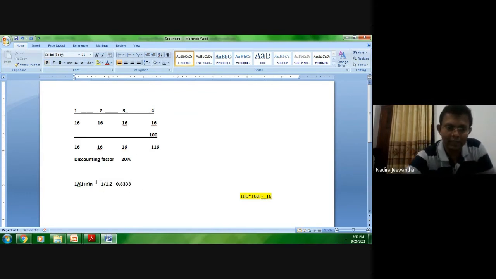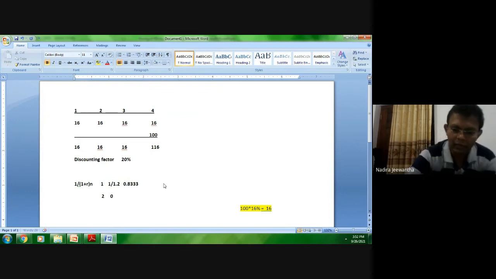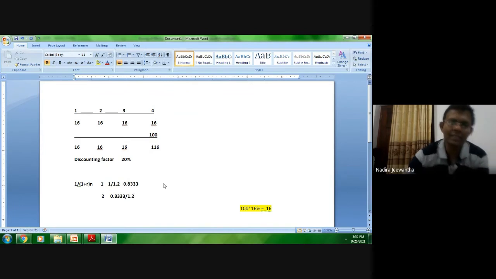This is the first year. You want to take this for the second year. Secondly, what do you do? This 0.8333 should be divided by 1.2. That is the easiest method you have. That's the easiest method you need to apply in the exam.